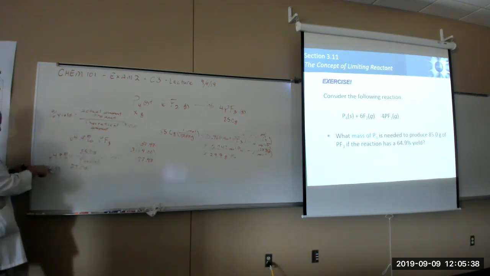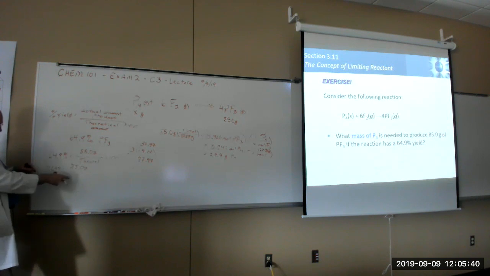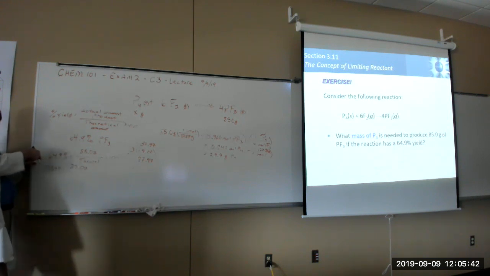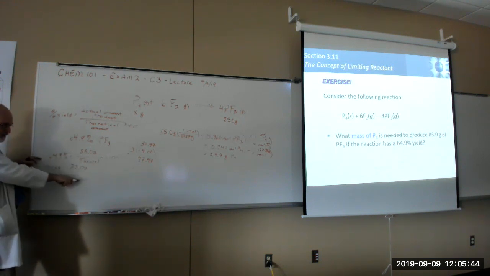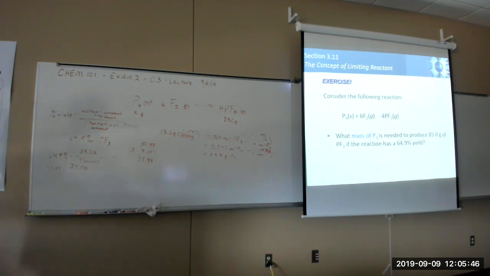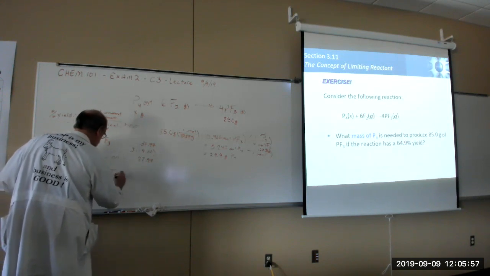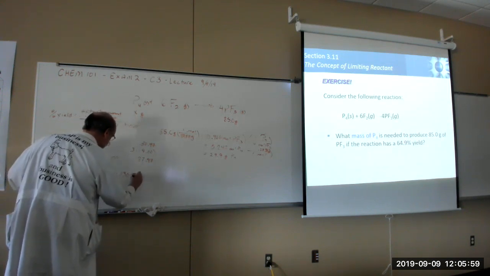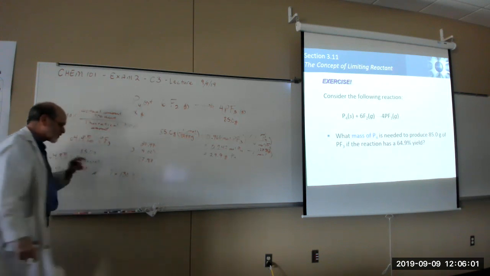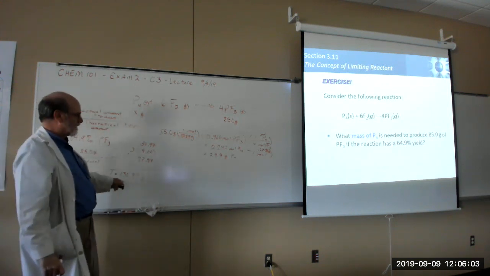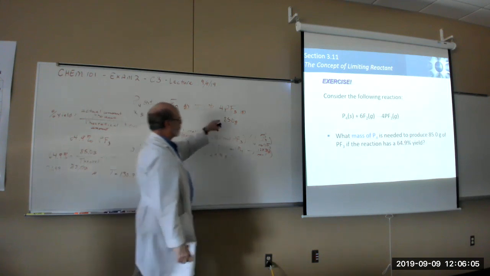And then the theoretical would be this divided by that. Put this over here, algebra, put that over there. So 85 divided by 0.649 is 130.97. So T equals 130.97 grams. So that's what we're shooting for, theoretical, so that we can get actual here.